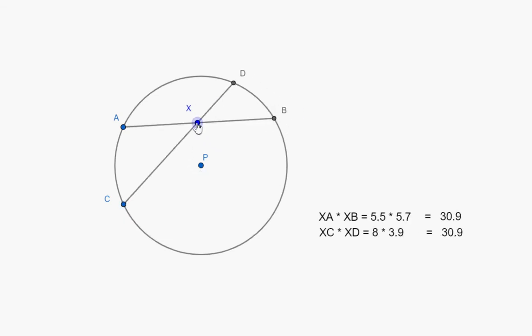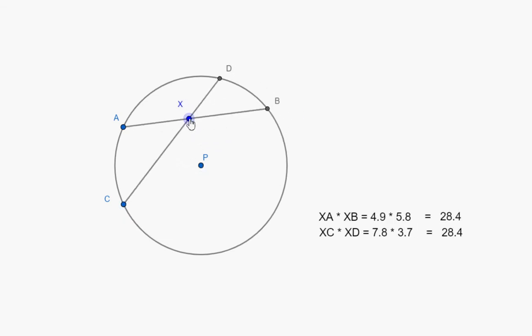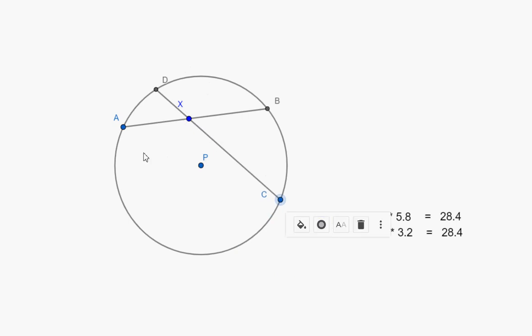And that idea holds true inside the circle as well, the product of X to one side and X to the other side. And that's always the same number, regardless of which direction you take to get to the two sides of the circle. So that is the power of a point.